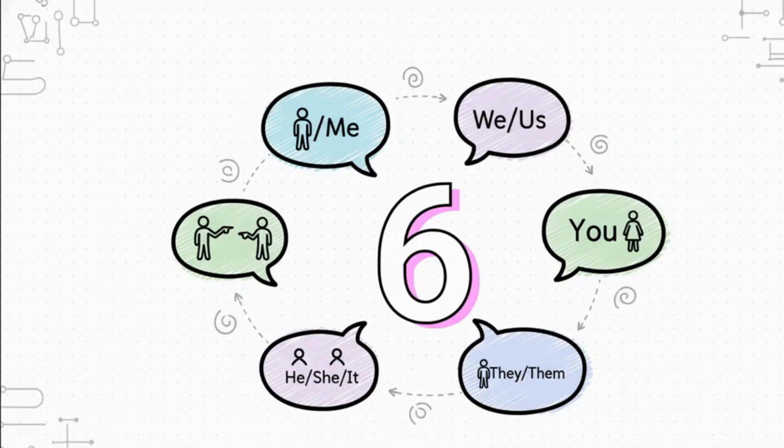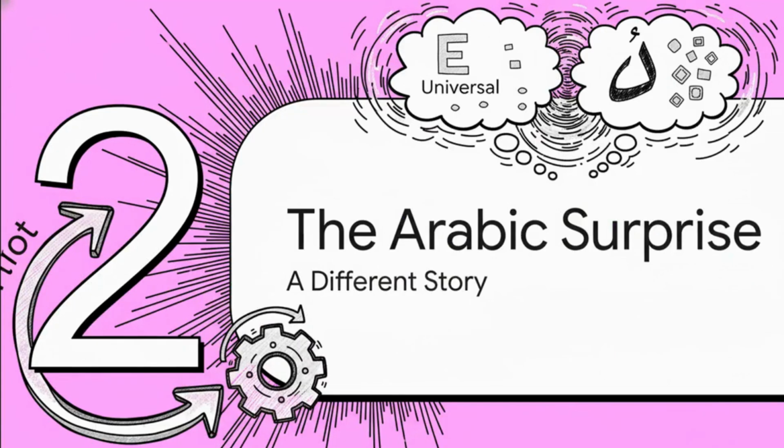Only six basic words to talk about everyone and everything around us. Kind of crazy when you think about it. But hang on to that number, six. It's important. Okay, so now for the fun part. Because what seems so normal and simple in English, well, Arabic tells a totally different story. This is where it gets good.